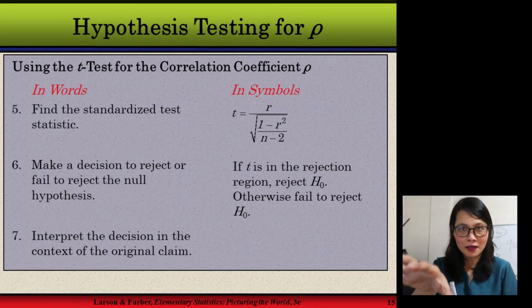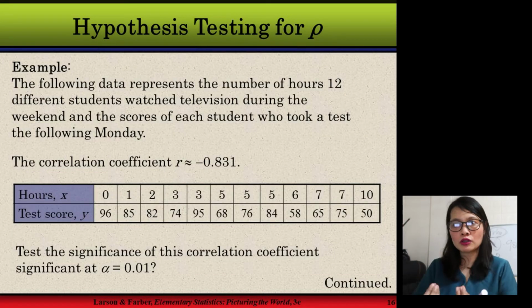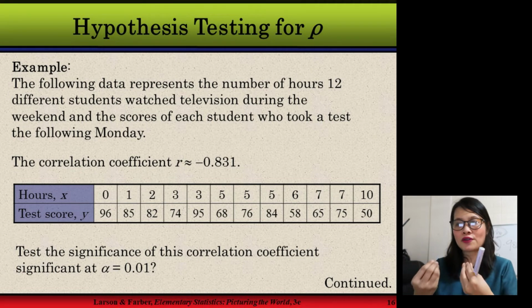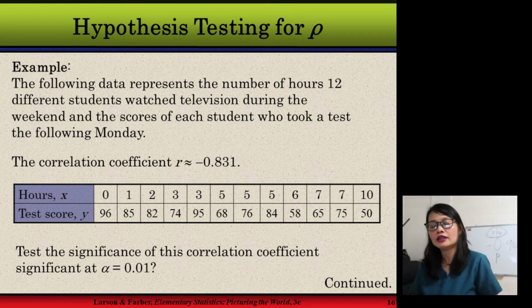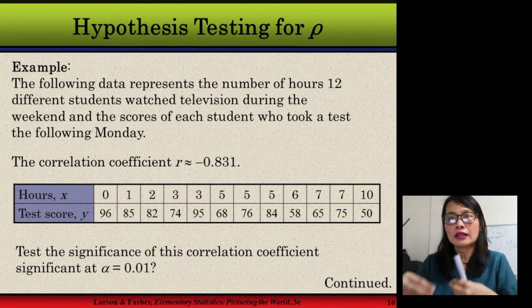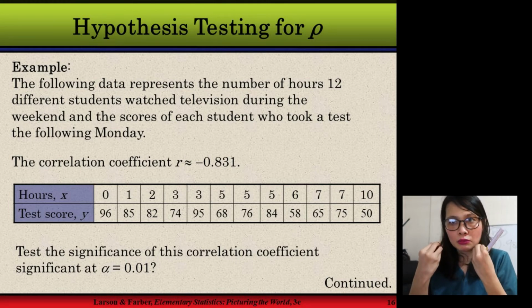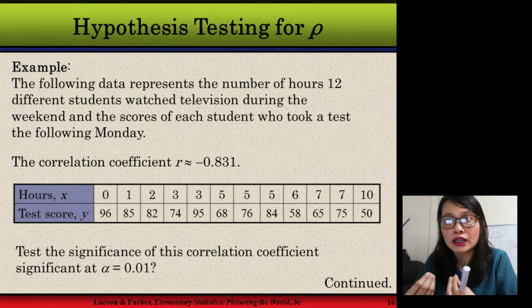So, same example. We found out that the number of hours that 12 different students watched television during the weekend and the scores of each student who took a test the following Monday have a strong negative correlation. This time we need to determine their significant correlation.